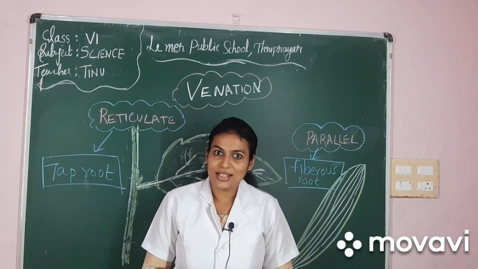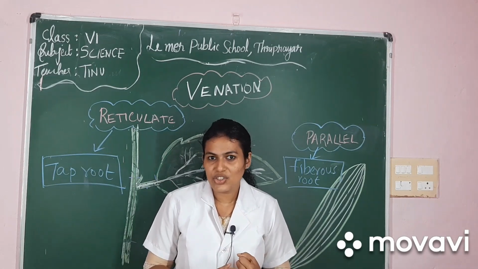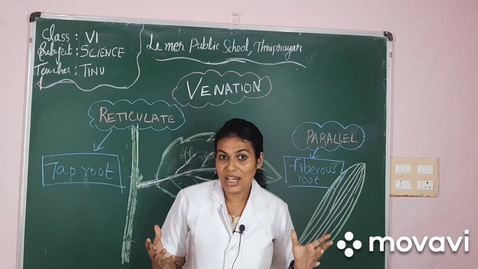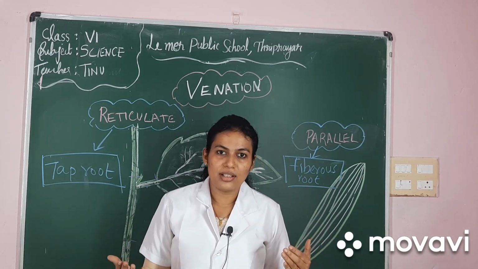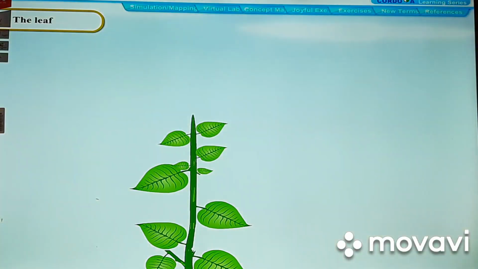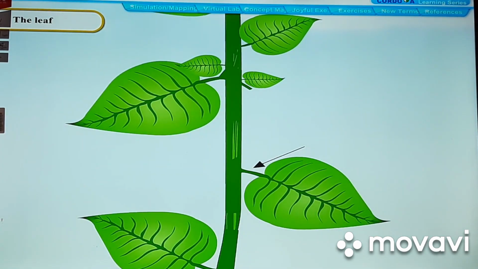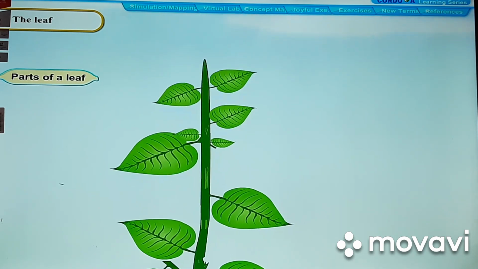So students, in today's class we have learned about leaves, the parts of leaves, the venation, the types of venation, and what is the relationship between the venation and root system. Let's recall what we have learned in today's class by using a digi video. The leaf. The leaf is a flattened, thin, green lateral structure attached to the stem. It is also known as the kitchen of the plant, as it manufactures food with the help of chlorophyll present in it. Parts of a leaf.